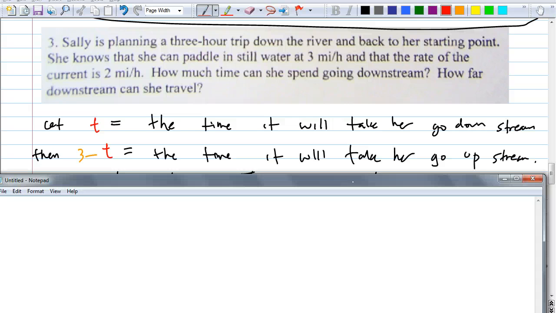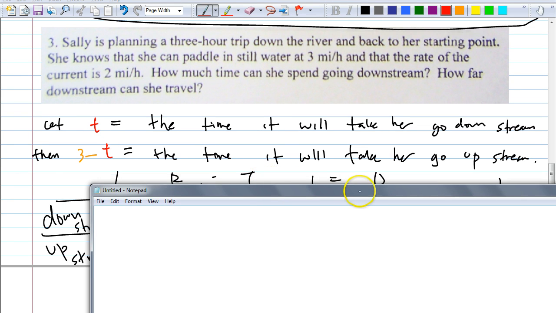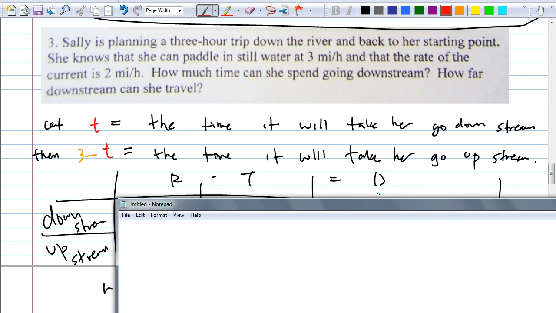How do you represent the distance downstream? Very good question. We'll get there in a minute. So we're going to need rate times time equals distance. Of course, again, we need 2 cases, downstream and upstream. Can somebody tell me the rate for going downstream? This is kind of easy, because we know how fast she could pedal, and we know the rate of the current. What is the rate going downstream?